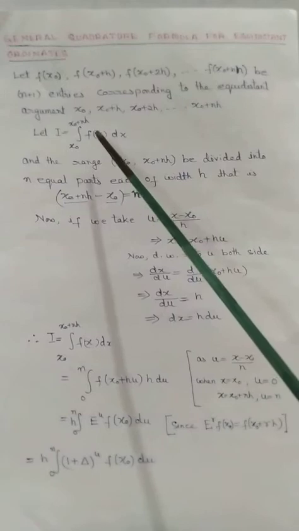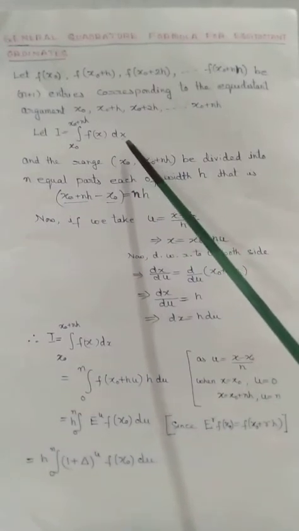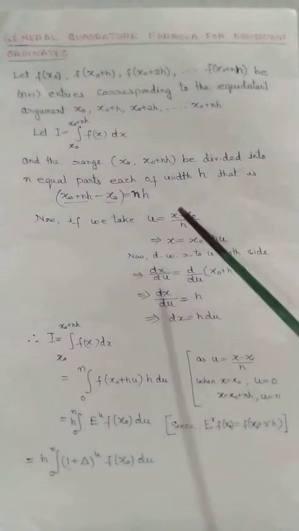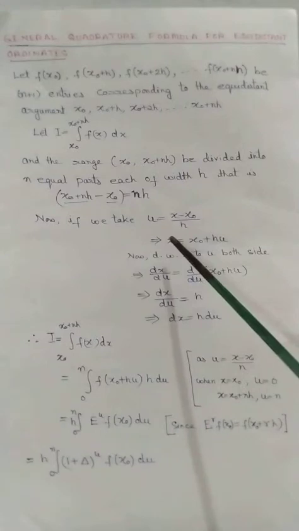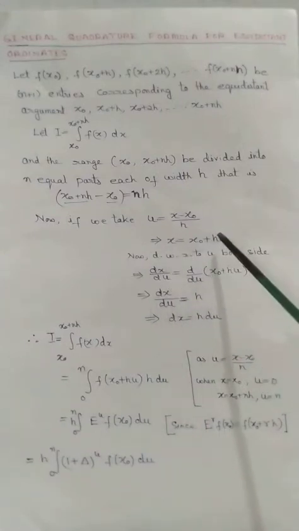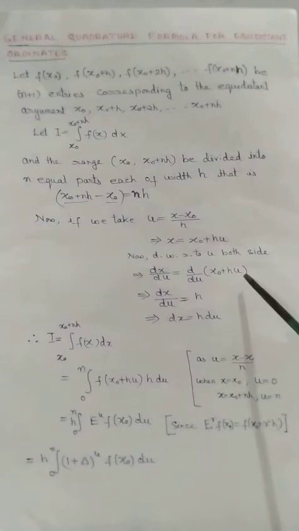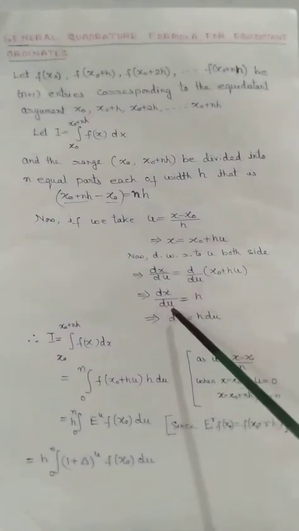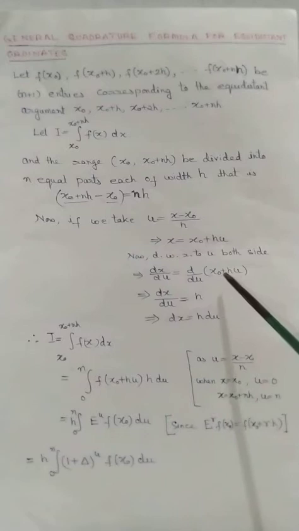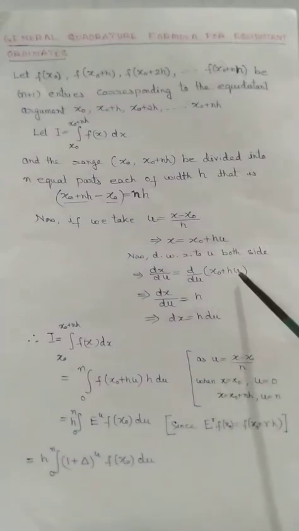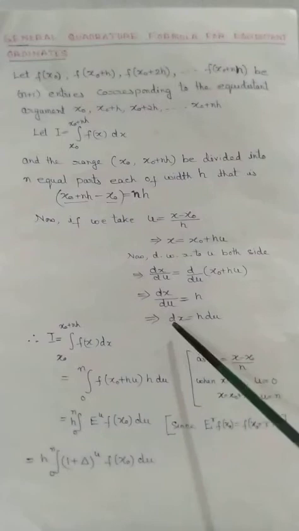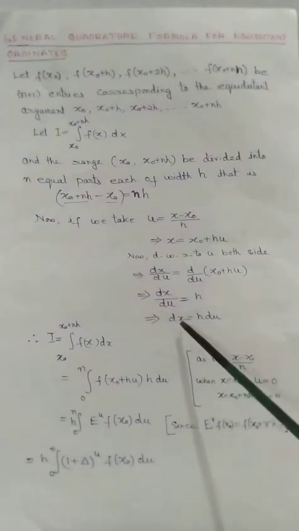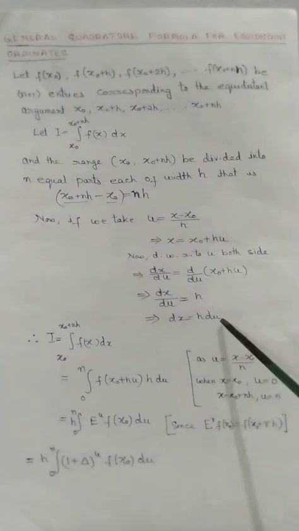Now if you change x to a new variable, you need to change dx also in terms of u. So differentiate this with respect to u on both sides. We get dx by du on this side, and d by du of x naught plus hu. Here x naught is constant, so its derivative is 0, and h is constant, so it comes outside, giving du by du. So dx by du is equal to h. That means dx is equal to h du. So in place of dx we need to write h du.